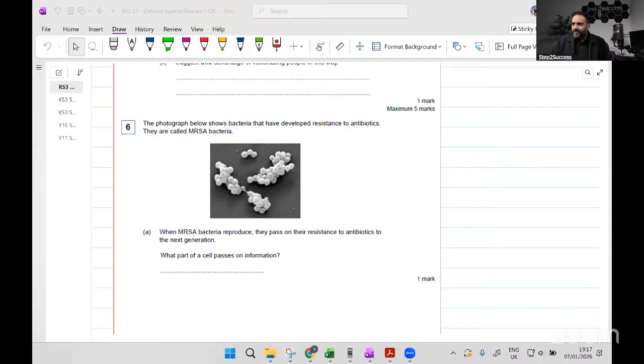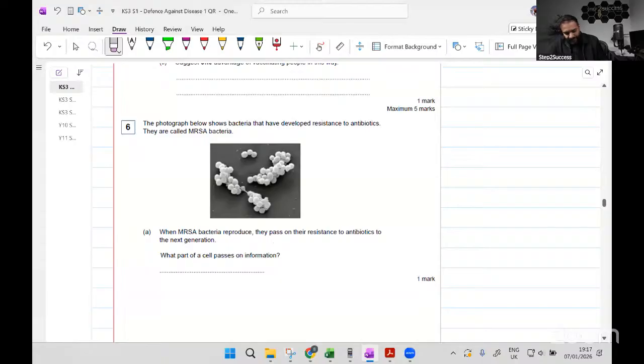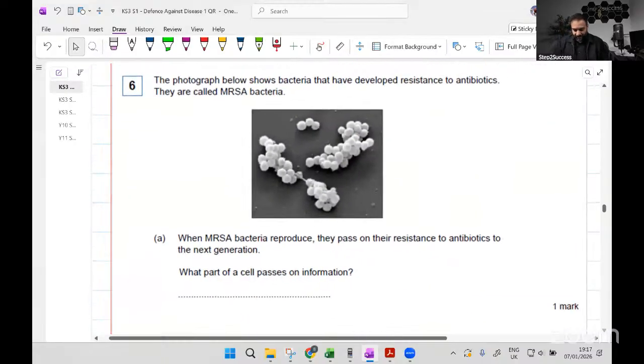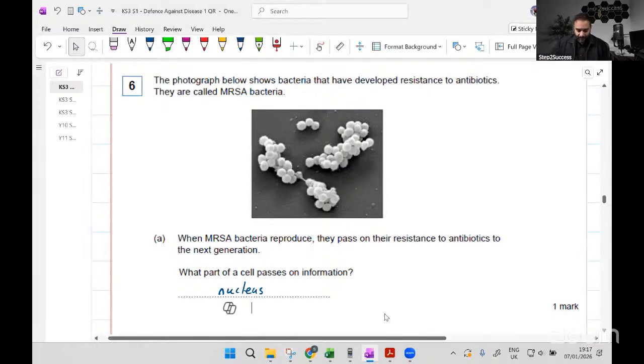So question 6 is this one. Which part of a cell passes on information is the question. The part of a cell that passes on information is the nucleus, or you could say what's inside the nucleus, which is the genetic material. All of your information in biology is inside your nucleus. It's your genetic material. It's all inside there.